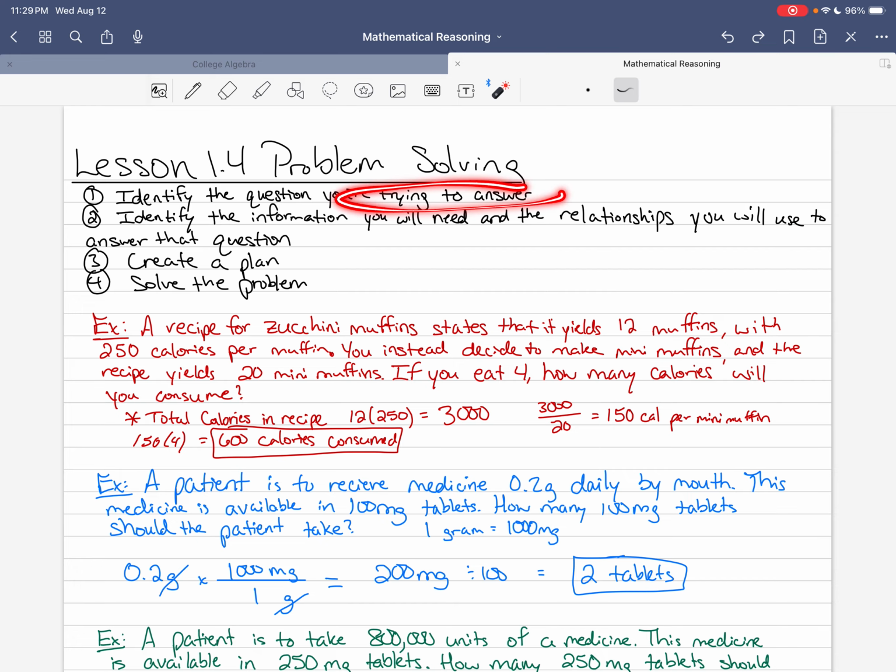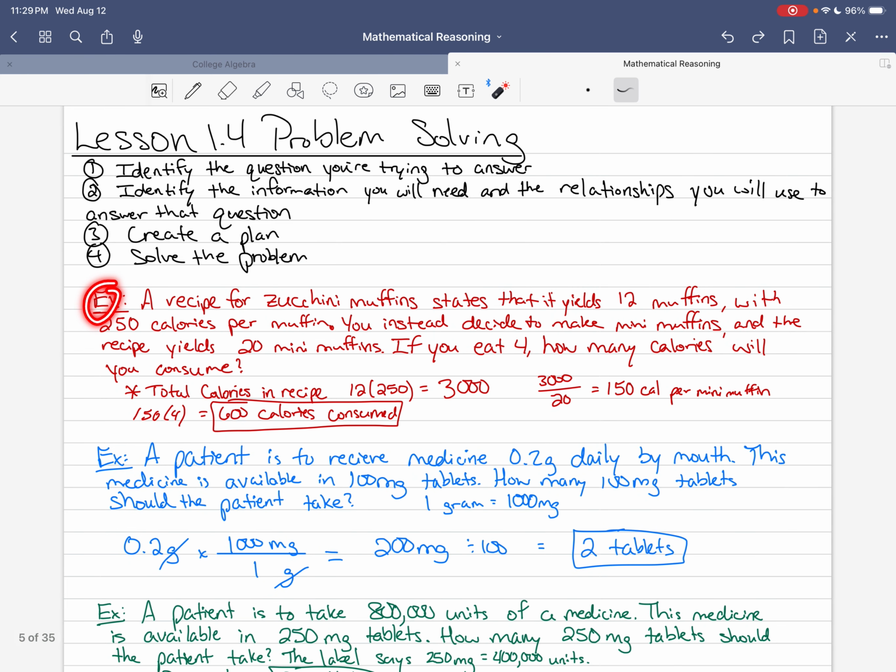So, okay, great. I figured out what it is I'm trying to answer. Now I need to figure out what information I need in order to answer that. Then you can create a plan and solve the problem. Usually creating a plan will be in the way of maybe drawing a diagram, writing an equation, something like that. And then you're going to actually use your plan to solve the problem and determine the answer.